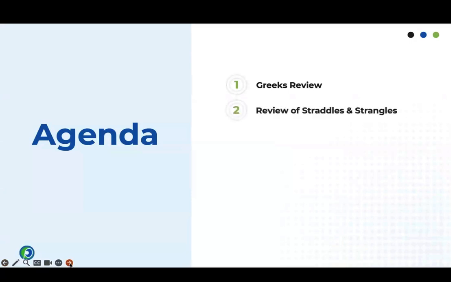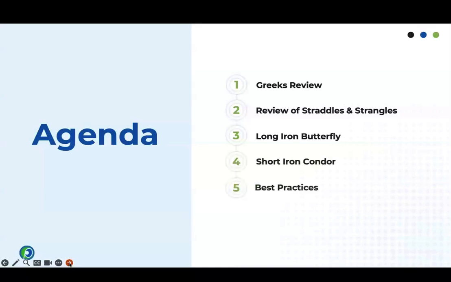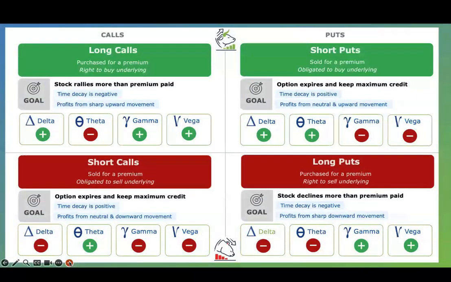We'll talk about straddles and strangles. We haven't talked about those in this session, so as in all 4. So I'll just make sure that we've got that first. A long iron butterfly and iron condors are actually extensions of straddles and strangles. So that's why I want to start with that. Then we'll move on to the long iron butterfly. Then we'll go to the short iron condor, and then we'll talk about some best practices, and then there's some examples there as well. And of course, if there's time, some Q&A.